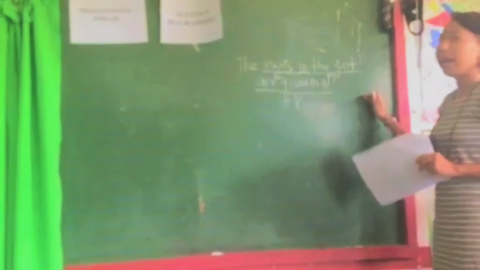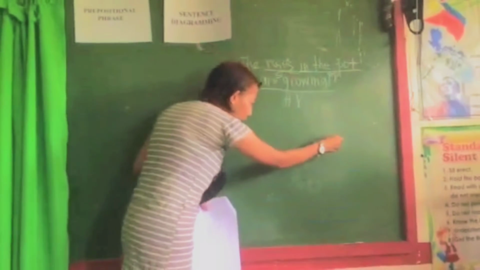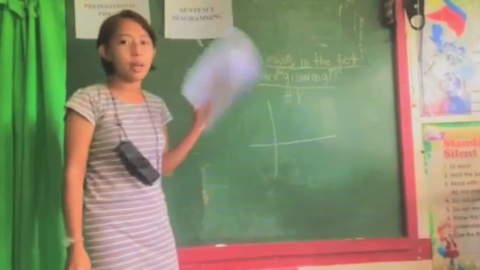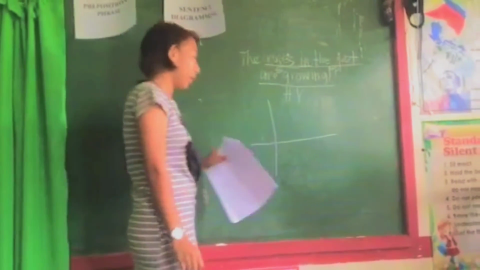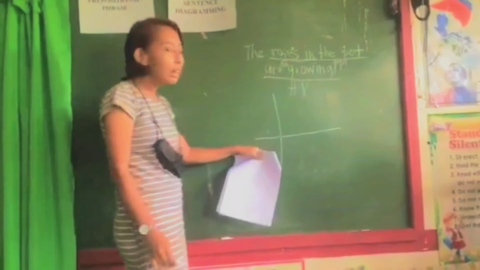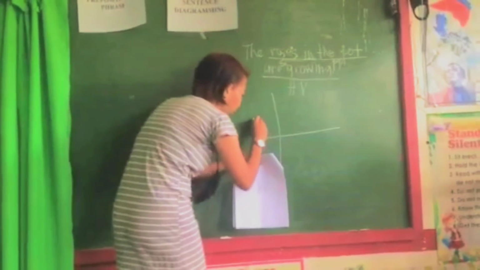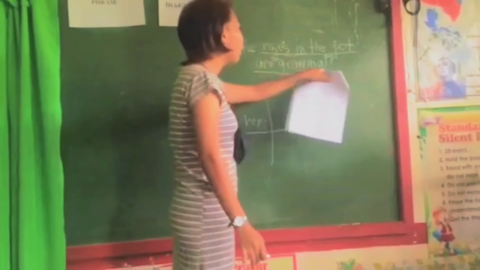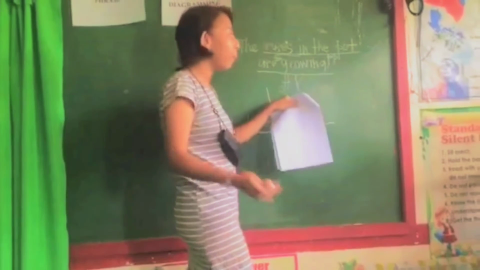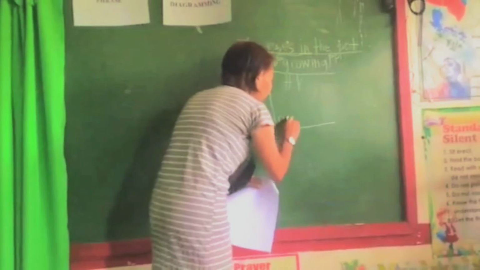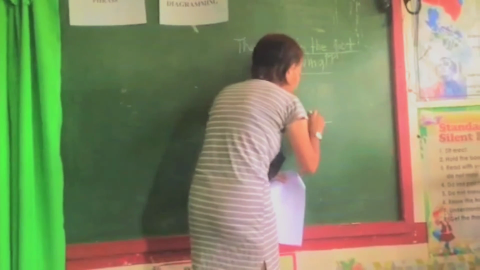Now let us try to diagram the example sentence. First, we have to draw a horizontal line and a vertical line to separate the subject, the verb, and the objects. Since roses is the subject, we write it on the right side. Roses. Now we have are growing as our helping verb, so we write it on the left side. Are growing.